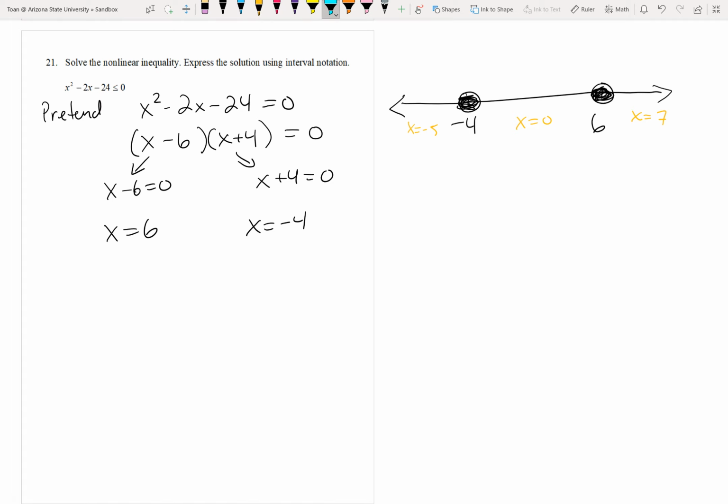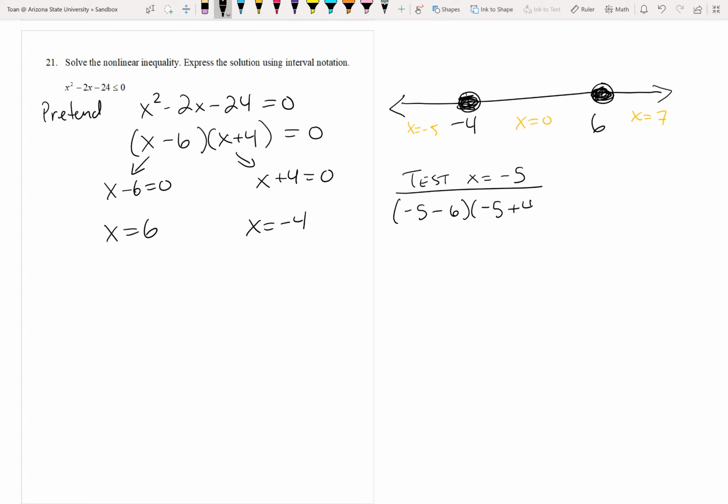You can either test it in the original inequality or in the factored form. It really doesn't matter which one you plug it into. I like the factored form, so let's go ahead and do that. So what I want to do is test x equals negative 5. So I'm going to plug a negative 5 in for all the x's.